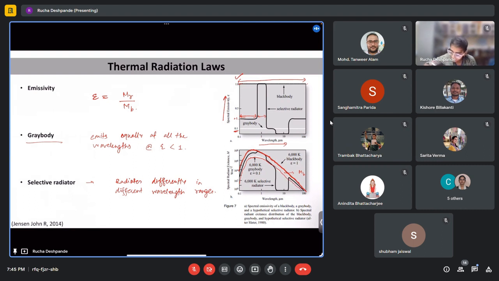And then for the selective radiator, the shape of the curve would change in each wavelength range. So here the shape of this radiator would be like this. Then in this wavelength range, it would almost match that of the black body because here the emissivity was 1. Then again it will come down. Here it will be almost 0, and then it will rise and come back again. So the selective radiator will have a different shape throughout.